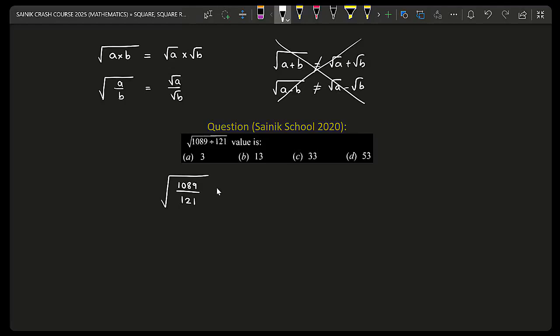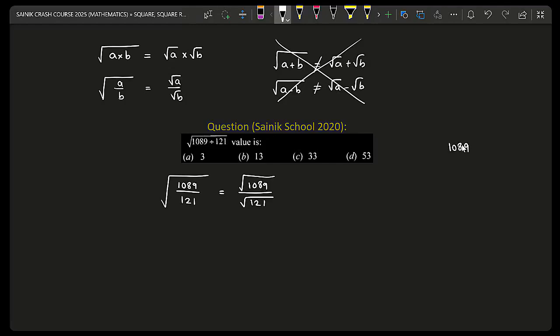33 by 11. First, what you do is you distribute the square root. Square root of 1089 divided by square root of 121, right? Yes, sir. We don't know the square root of 1089. Can we do it by the long division method? Himateja, have you understood the long division method?